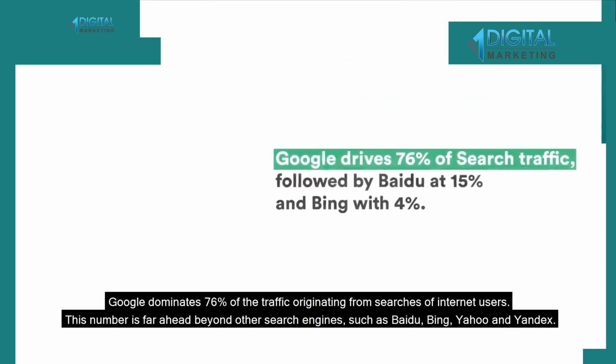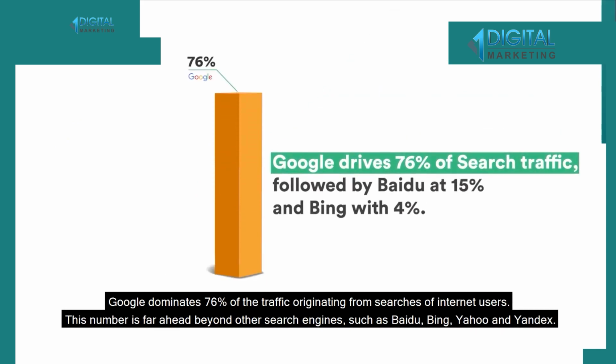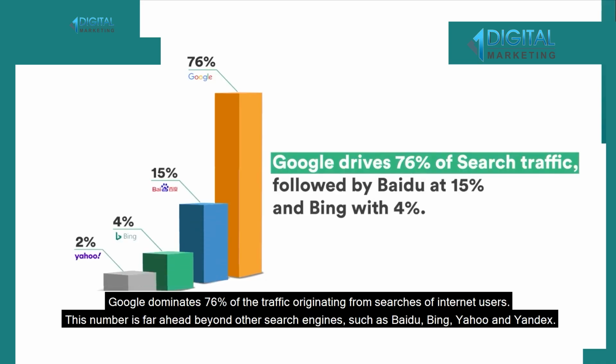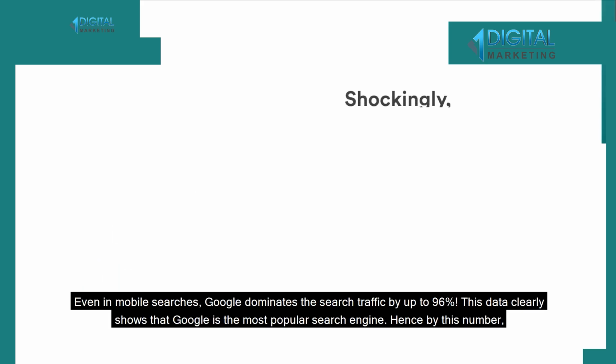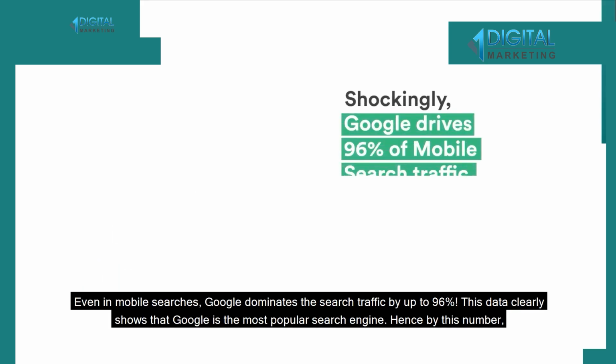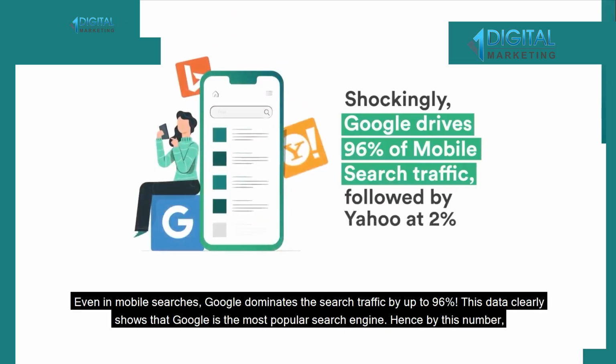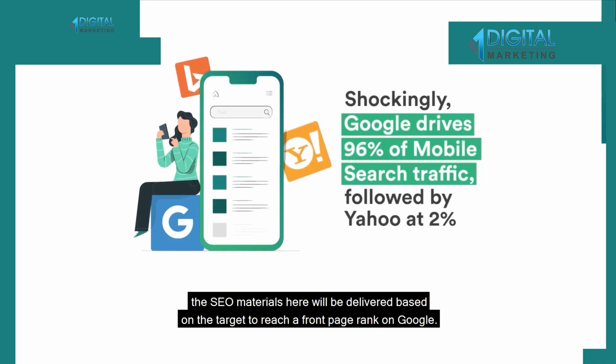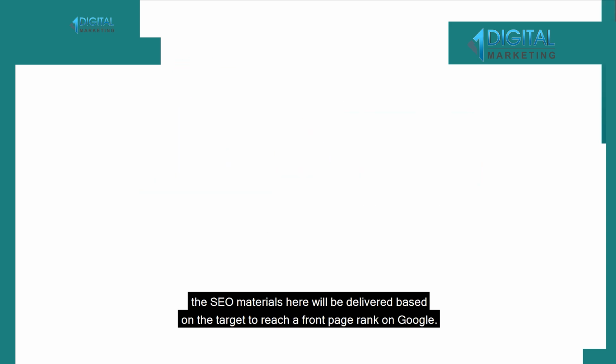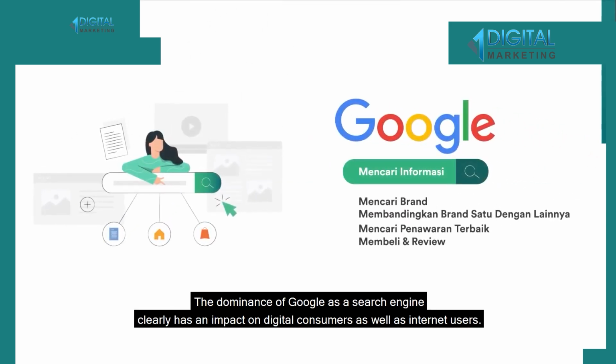Google dominates 76% of the traffic originating from searches of internet users. This number is far ahead of other search engines, such as Baidu, Bing, Yahoo, and Yandex. Even in mobile searches, Google dominates the search traffic by up to 96%. This data clearly shows that Google is the most popular search engine. Hence, by this number, the SEO materials here will be delivered based on the target to reach a front page rank on Google.